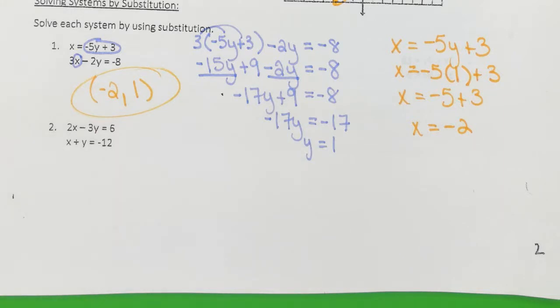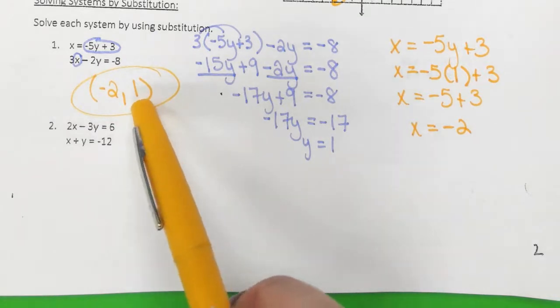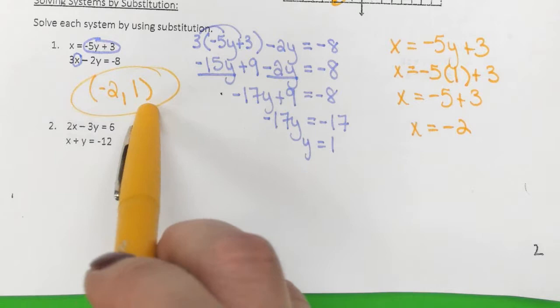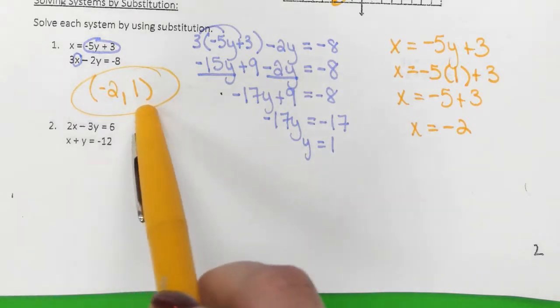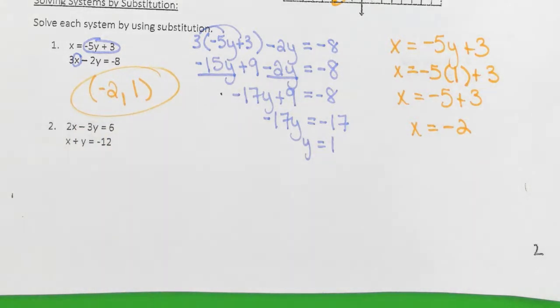All right, so if you were to graph those, what would happen? It would cross at -2, 1. So if it asked us if it was independent, dependent, consistent, or inconsistent, what would we call this one, since they're going to cross at this point? Independent. There you go. All right, let's look at number 2. How is number 2 different than number 1?